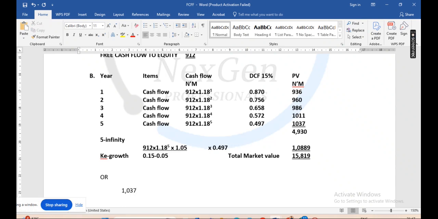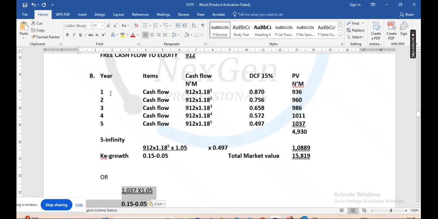So, I'll pick 1,037 and grow it, because that is the last year's present value. I will grow it by 5%. Then I will divide it by the cost of equity minus the growth rate. That is what you will use, anytime, any day. That is the formula.